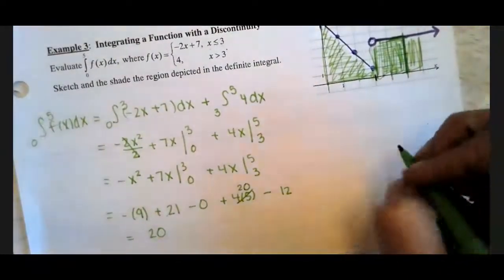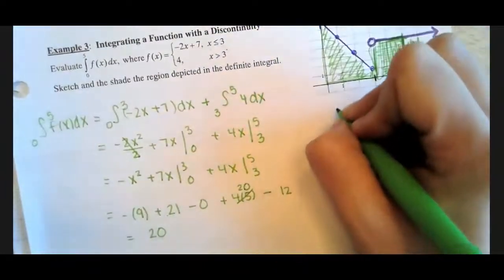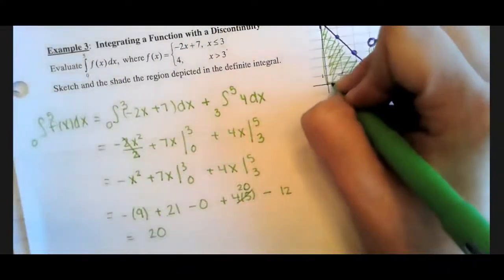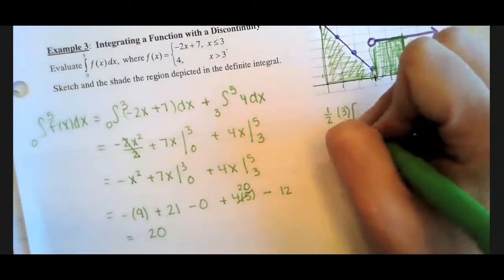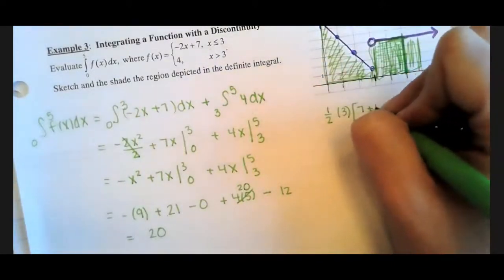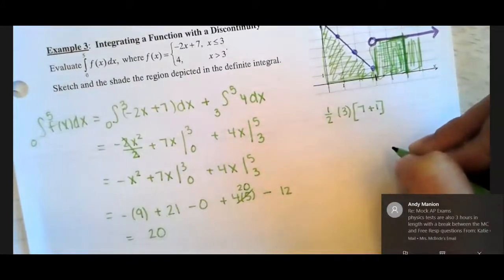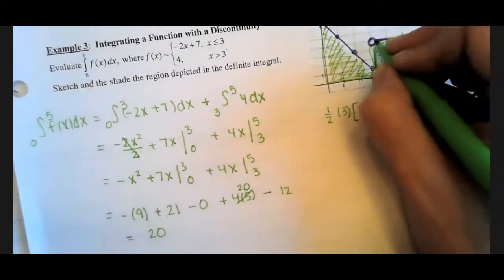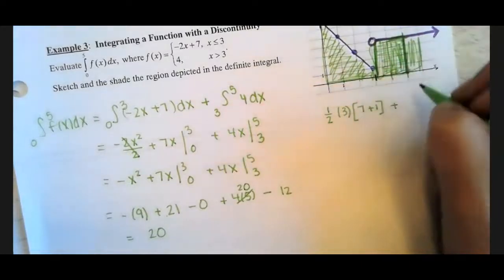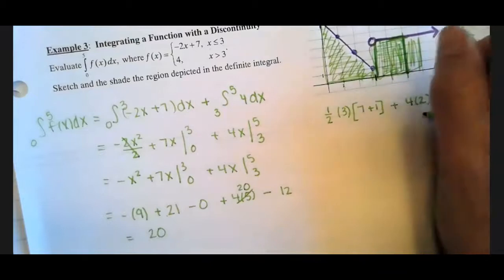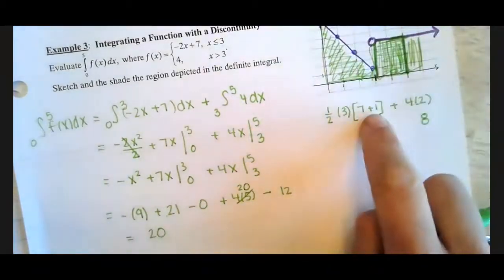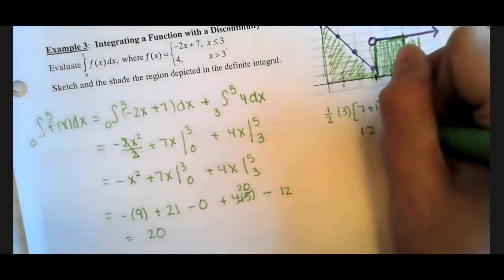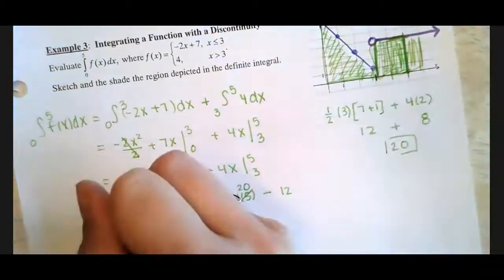Or you could have done it geometrically. So you could have said, okay, this is a trapezoid from 0 to 3. So its area is 1/2 the height, which was 3, and then add up your bases, so 7 and 1, plus the rectangular space, whose height was 4 and base was 2. So 8 times 1/2 is 4. 4 times 3 is 12. 12 plus 8 is also 20.